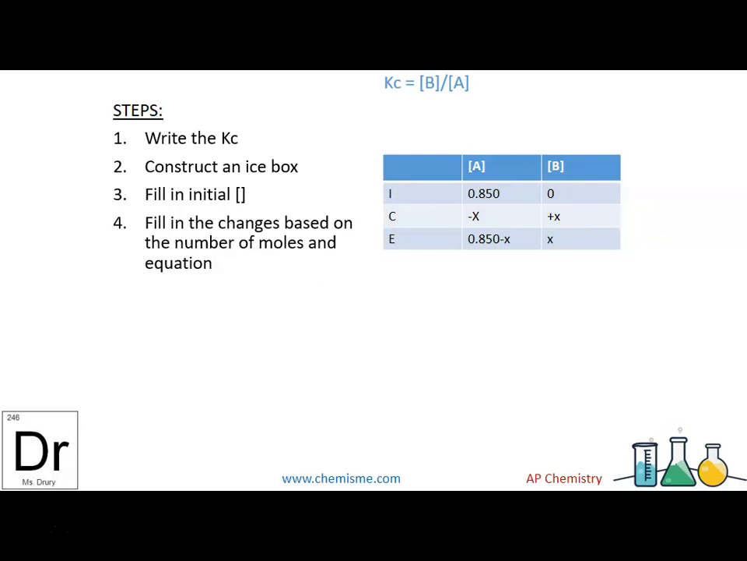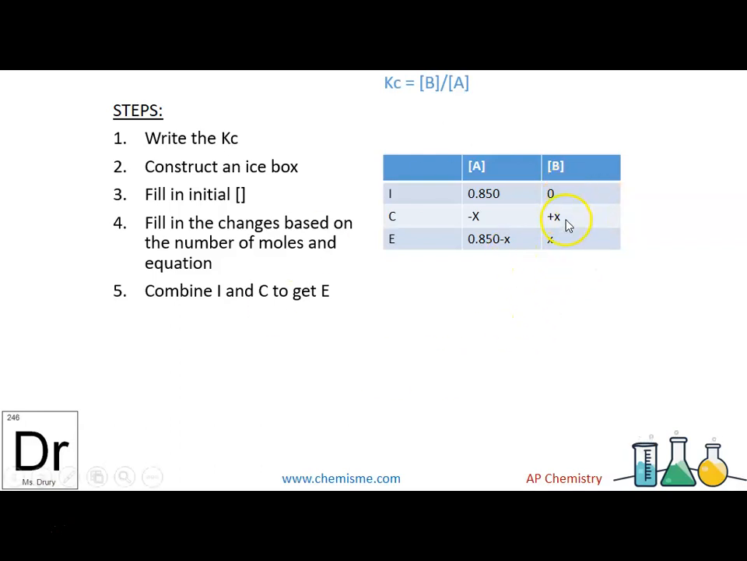The changes are found by either common sense or by doing a Q. In this case, common sense, because for the fact that we have A's but we have no B's, and equilibrium has to have a little bit of both, we have to shift to the right to make some B. And then the E is just a combination of I and C. So I just combined I, 0.85, minus the C, minus X, and I just rewrote it as equilibrium.